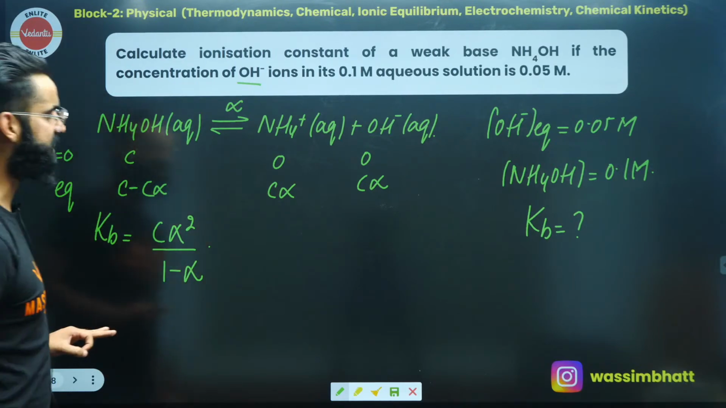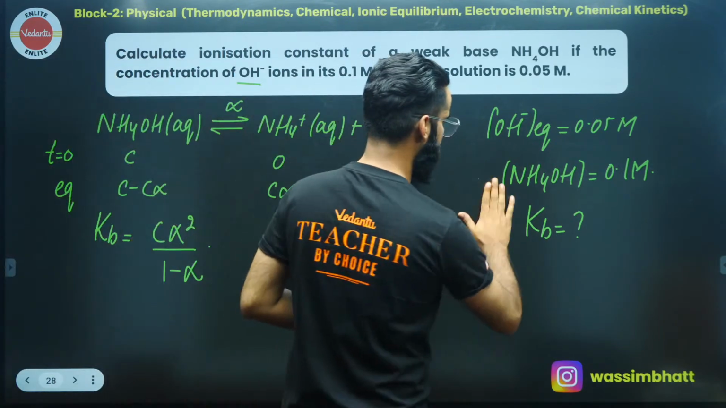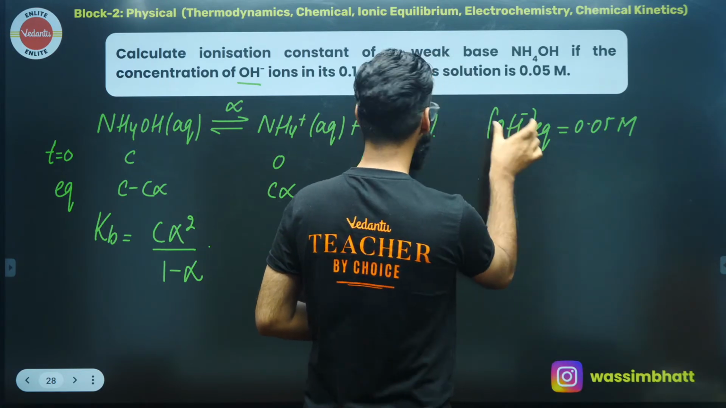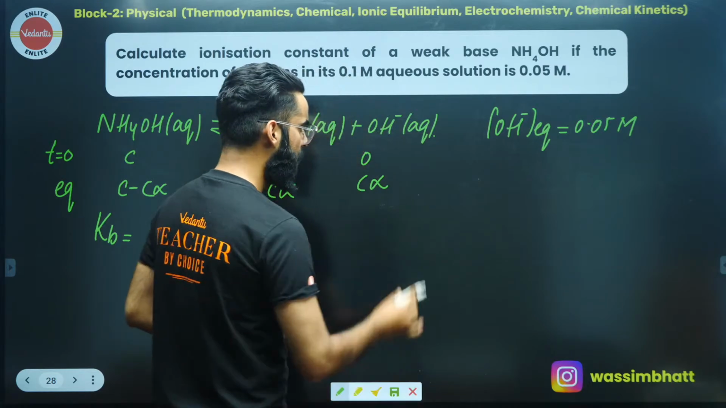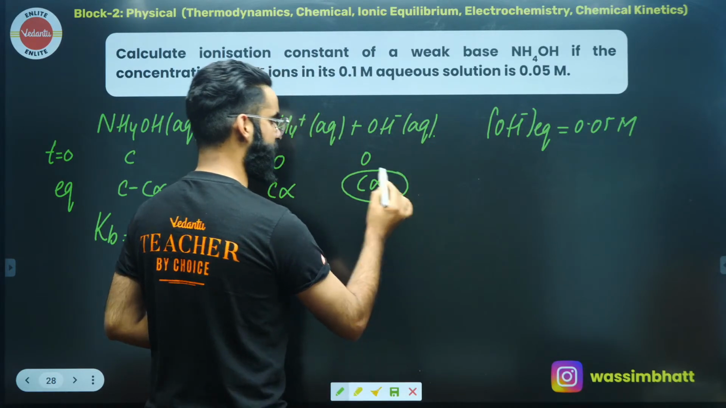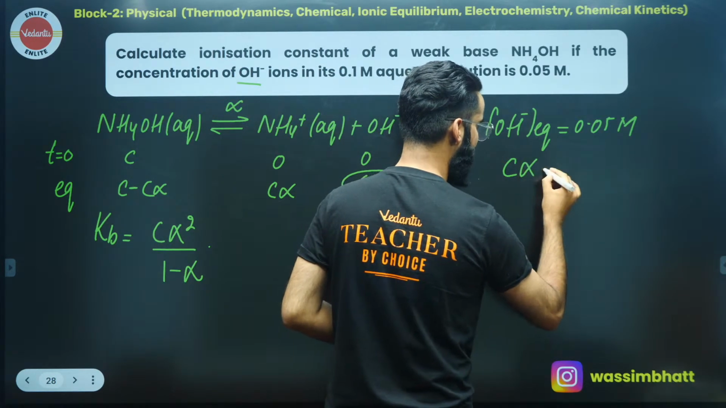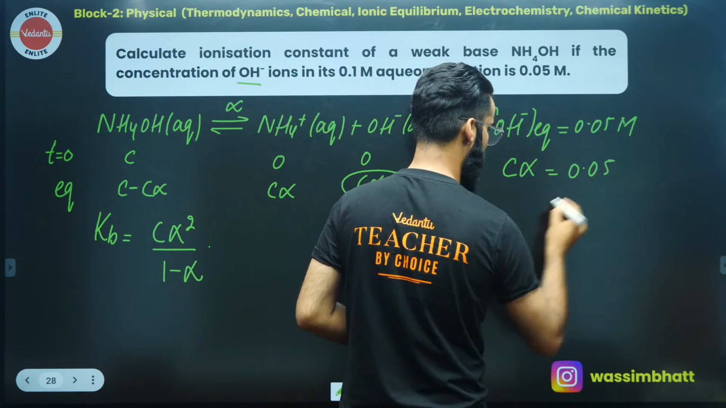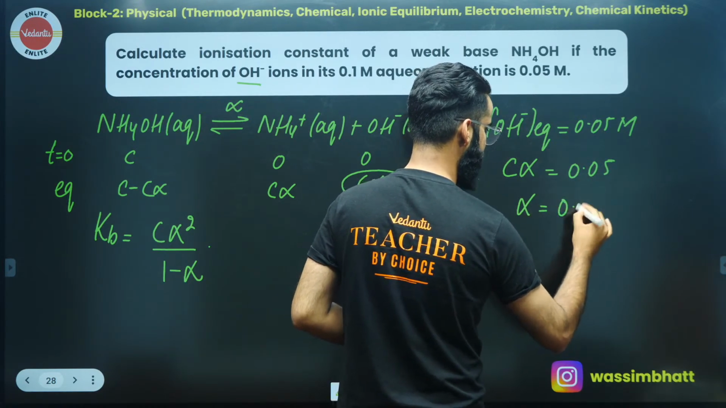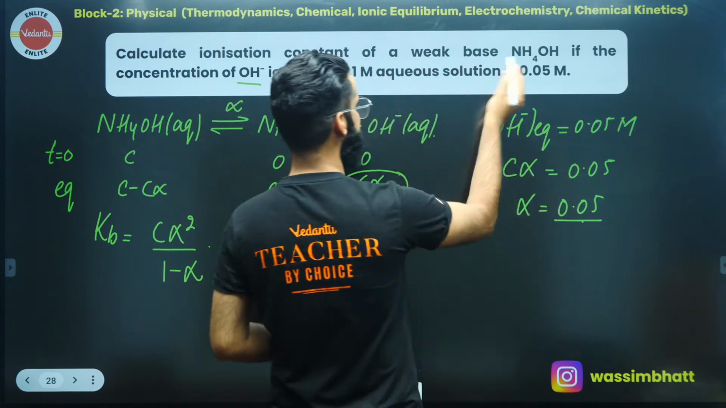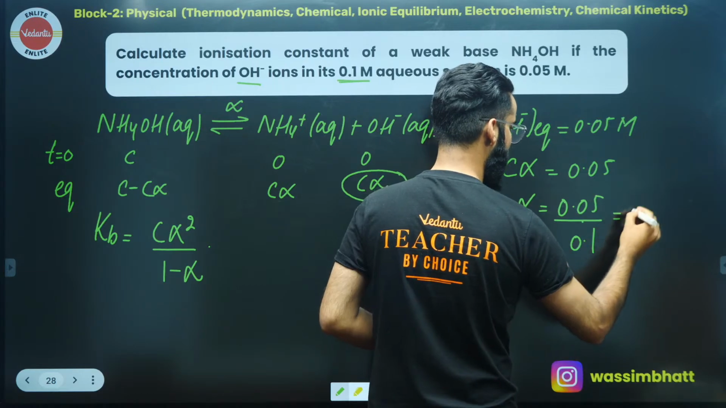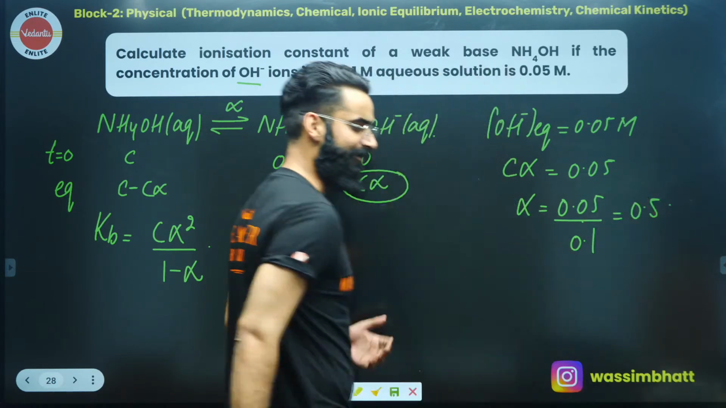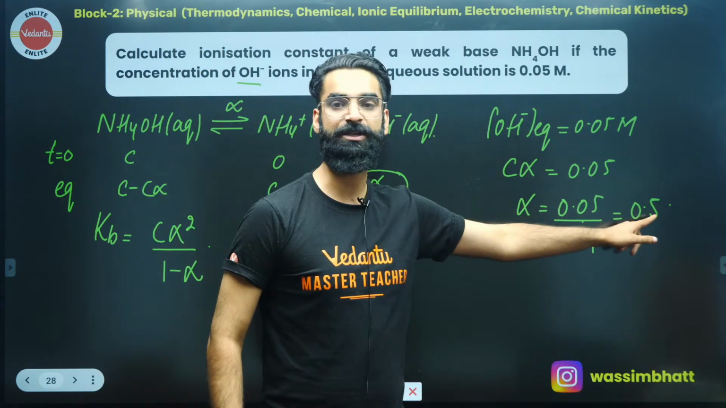But one thing that's given to me as per the question, what is that? Have a look. I'm given the fact that the concentration of OH negative at equilibrium is 0.05. But people, if I ask you, what is the concentration of OH negative at equilibrium? That is C alpha. That means C alpha value is given to me as 0.05. So from this particular equation, you can get the value of alpha as 0.05 divided by C. And what is C? C is the concentration of this weak electrolyte. That's 0.1, right? So alpha value is coming out to be 0.5.